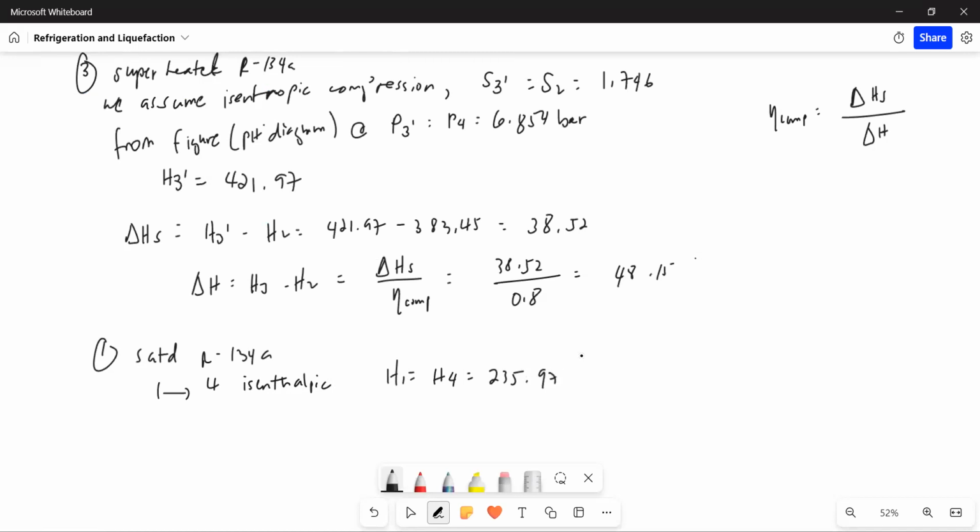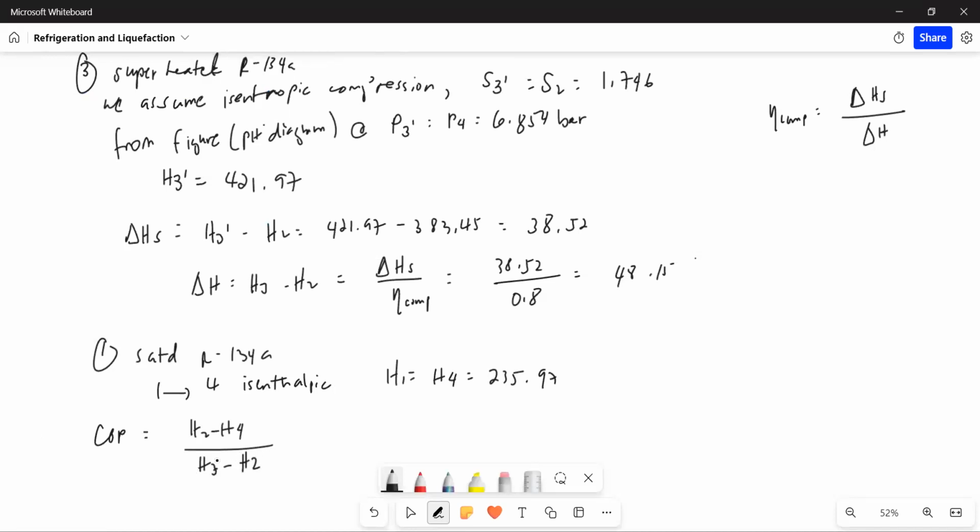235.97. Okay, so now that we have all the H's, remember that our equation for the COP of an ordinary vapor compression cycle is H2 minus H4 divided by H3 minus H2.